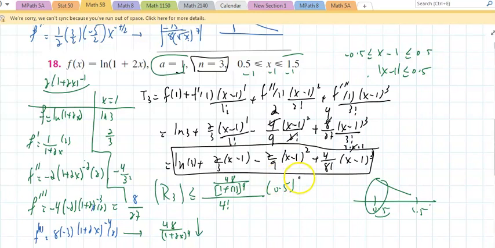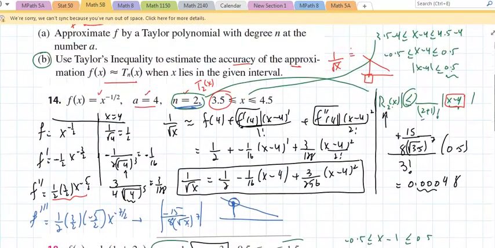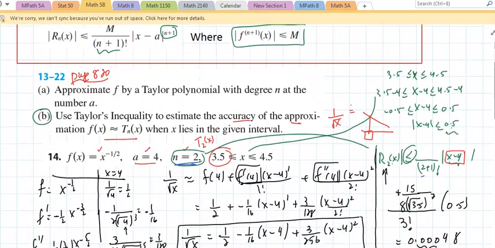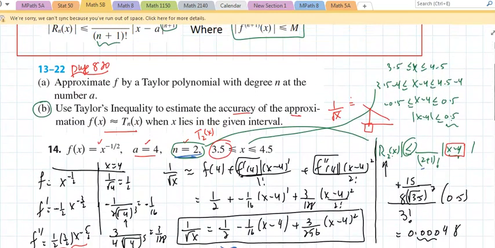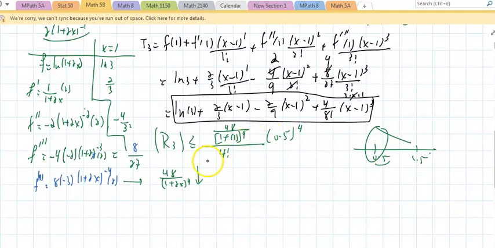This was to the 4th. Did I raise the other one to a power? Let me make sure I didn't mess up, because you raise that to the n plus 1. Yep, I messed up right there. Here we stopped at 2, so this is cubed. That's really my answer. I worked this out with those in. So this is to the 4th. And this turns out to be, in this case, the remainder is less than or equal to 0.0125.